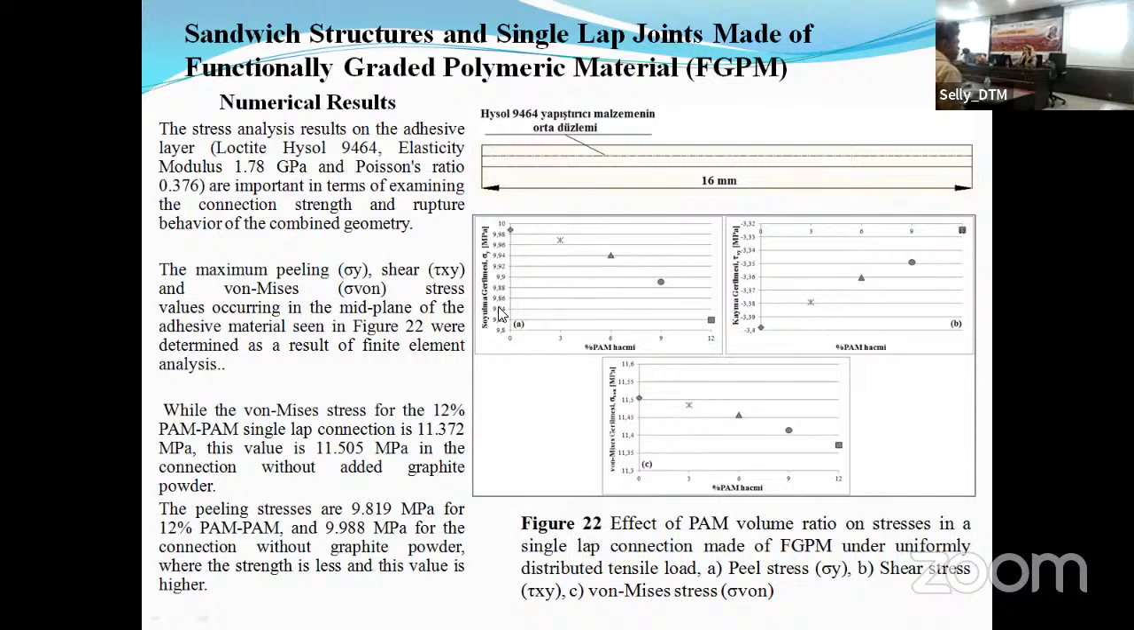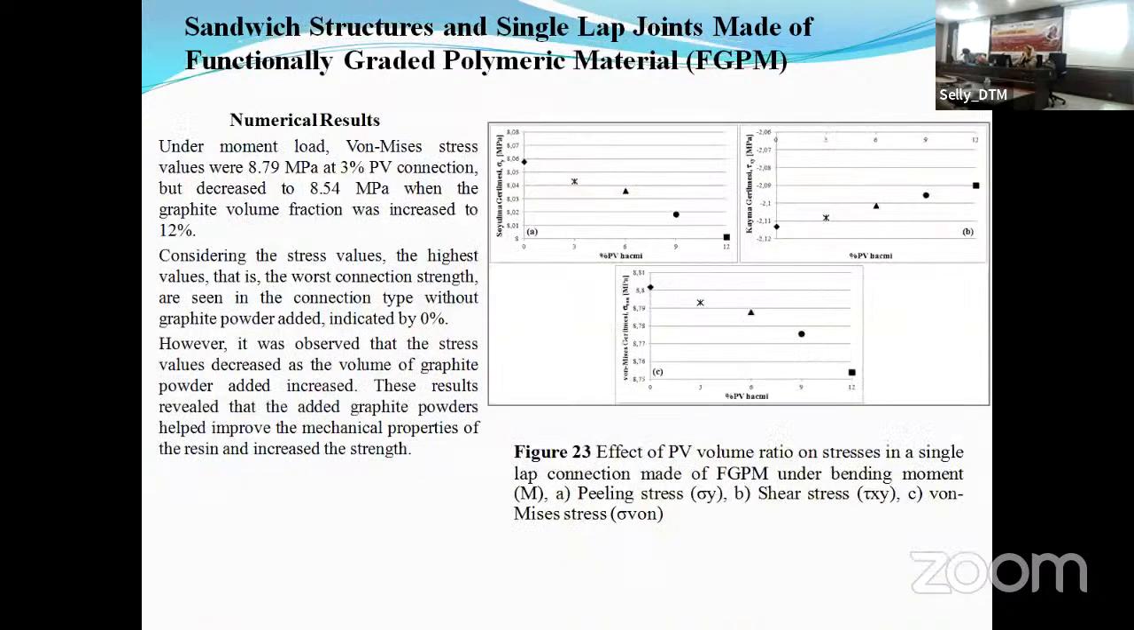We can calculate these stresses: the peel stress, which is sigma y, the shear stress, tau xy, and the von Mises stress, sigma von Mises. Can you see? This axis is related to the percentage of the graphite, and the other is related to the stress. Yes, the stress.